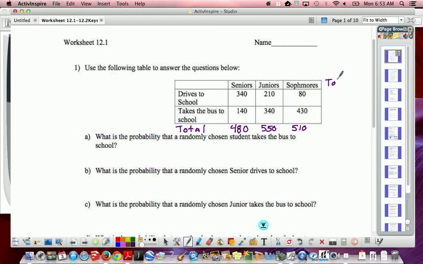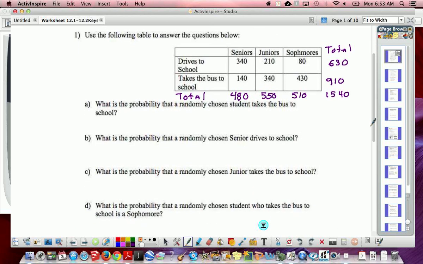I'm also going to do the total number of kids that actually drive to school. So I'm going to add the 340, the 210, and 80, which adds up to 630. And then I'm going to do the 140, 340, and 430. If I add those up, that adds up to 910. And then just to verify, I'm going to add up the number of actual students by class and by driving. These should both be the same and should add up to 1540. A lot of these numbers are going to be important when answering probability questions, because many of them are going to be out of these particular numbers.